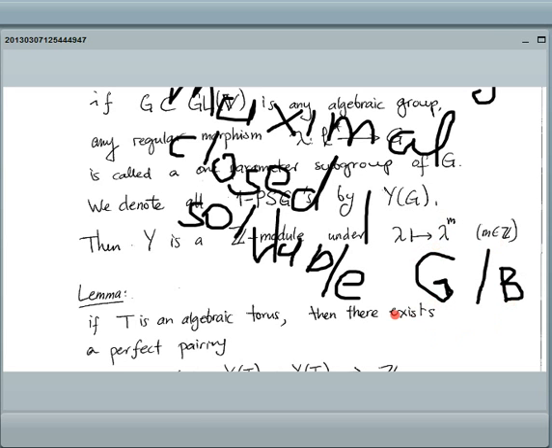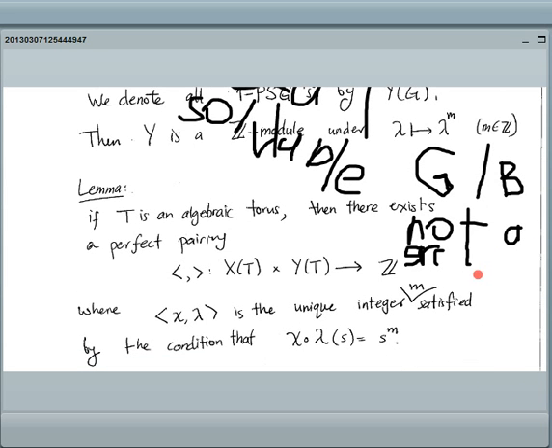So G mod B is a quotient space, but it is not a group because B is not necessarily normal. B is not normal in G, but it is solvable. This is not a group. However, it's a topological space because G is a topological space, B is a topological space, so we can talk about the coset space. Okay, so you may ask, what kind of space is this quotient space?